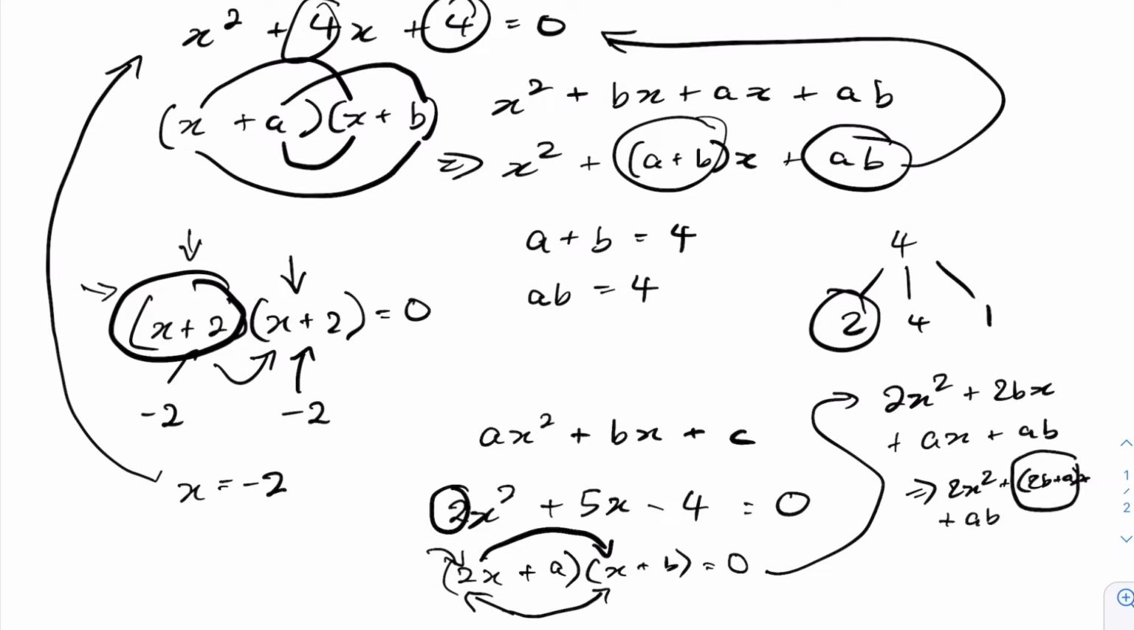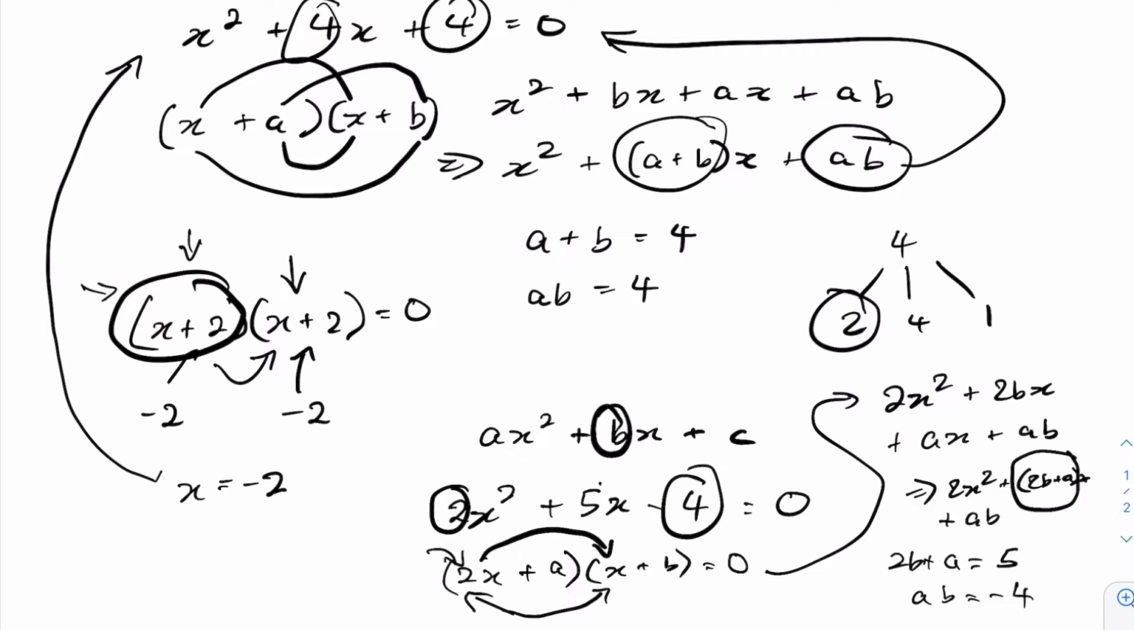It's 2b plus a, not a plus b anymore, so that makes it a bit more complicated. We can look at the factors of -4, but in this case, since I just picked a random one, there's no point in doing that. But essentially the two equations would be 2b plus a is equal to the b value over here, which means it's equal to 5. And then ab is equal to negative 4.